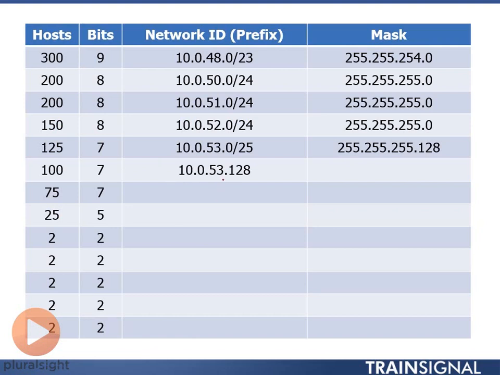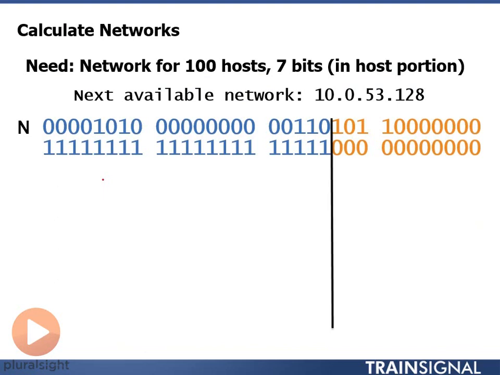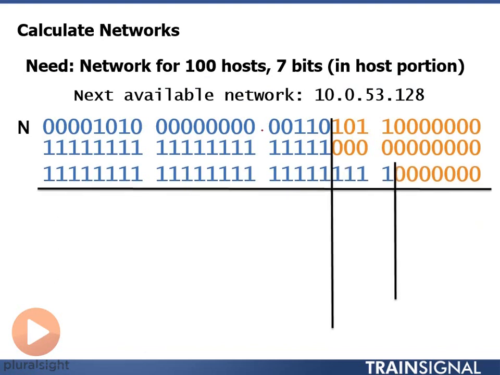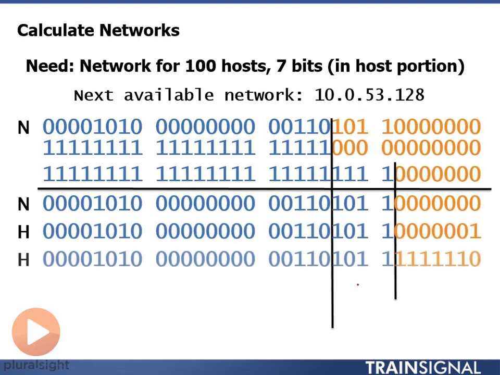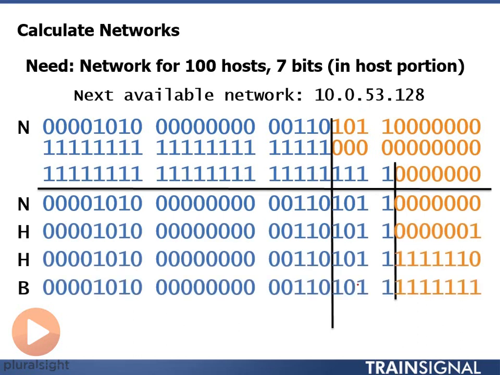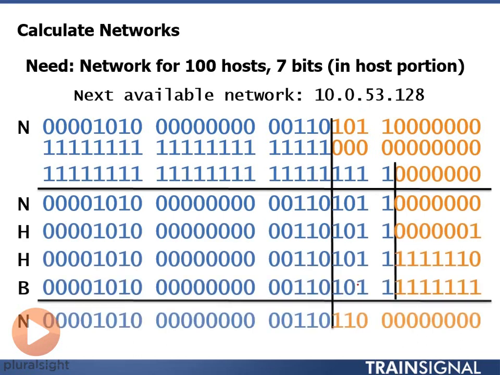Take 10.0.53.128 as our next available network. We need 7 bits in the host portion. So we do this again. We find out what our mask is. We take our next available network, 10.0.53.128. We apply the slash 25 mask, find our first host, our last host, the broadcast address. We add one to the broadcast address, and that tells us our next available network.